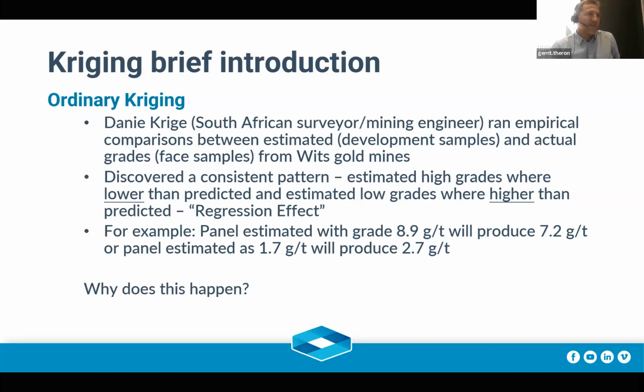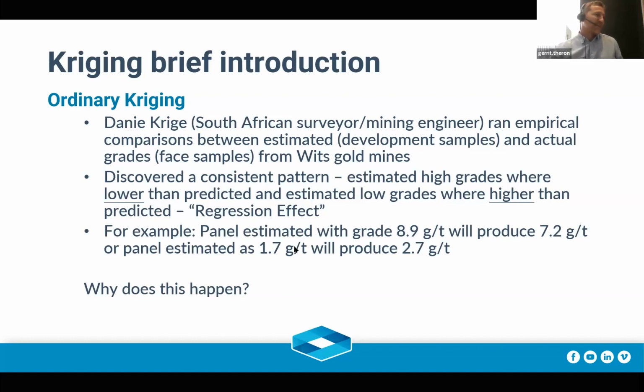The estimated high grades were always lower than the predicted grades, and the estimated low grades were always higher than the predicted low grades. And that was termed the regression effect. So for example, if they estimated a panel to have a grade of 8.9 grams a ton, then it would produce 7.2 grams a ton. Or if the panel was estimated to have 1.7 grams a ton, it produced 2.7 grams a ton. So there was this consistent pattern that they saw.